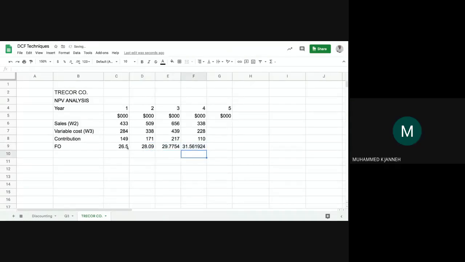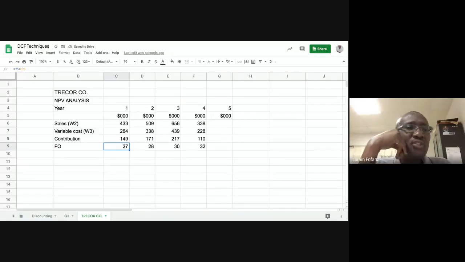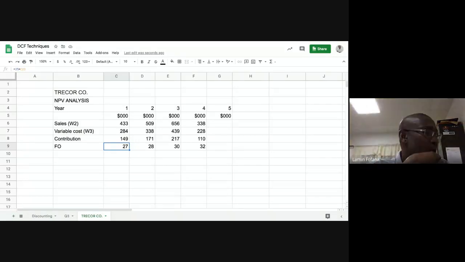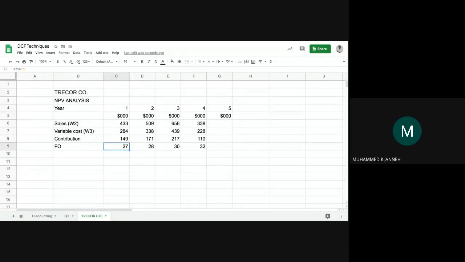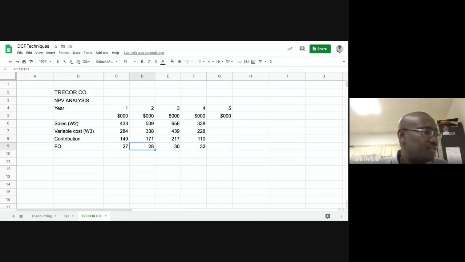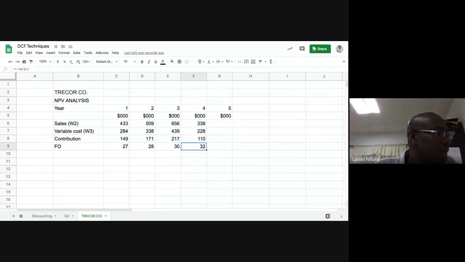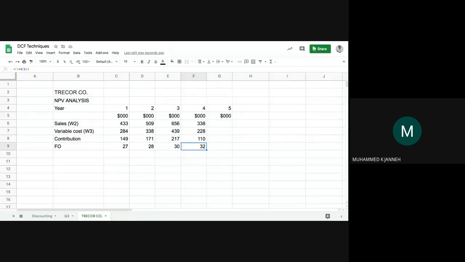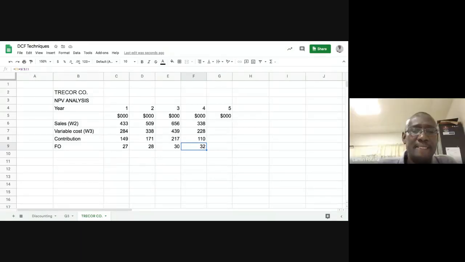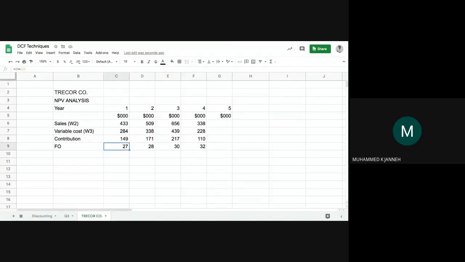This is the 25,000 fixed overhead. The first year is 25,000 we've been given, and it's supposed to go up by 6%. Yes, I saw the 6%, but the 25,000. The fixed production overhead. Okay, thank you. So you have 27, 28, 30, and 32. The 25,000, you multiply it by this 1.06, right? Yes. Okay. Thank you.